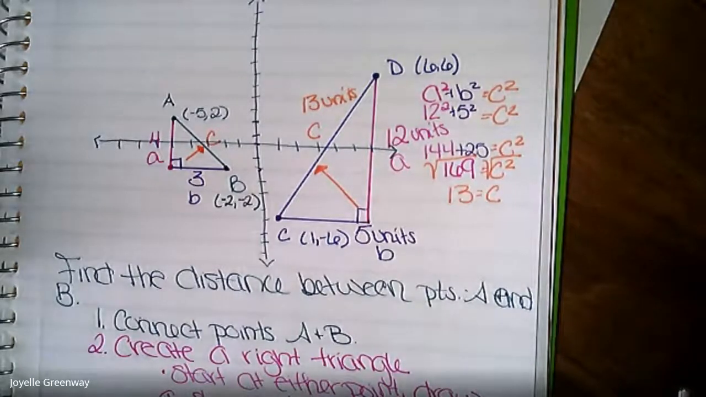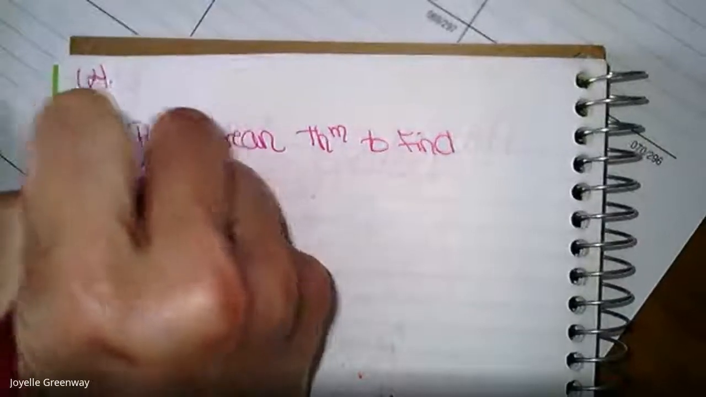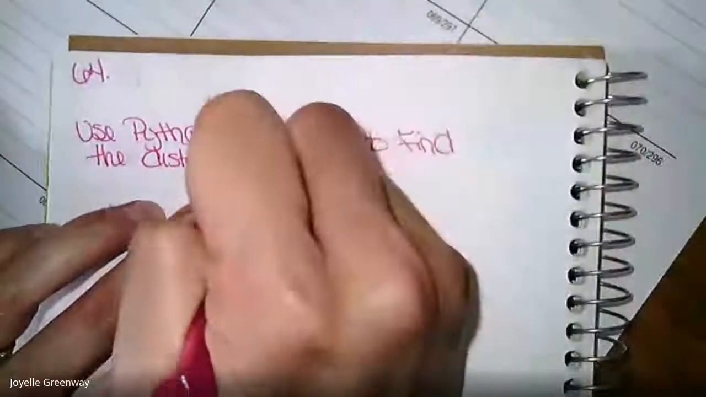All right, so let's now look at Pythagorean word problems. Whenever you're asked to find the distance in a word problem, you need to use the Pythagorean theorem. So use the Pythagorean theorem to find the distance in word problems.